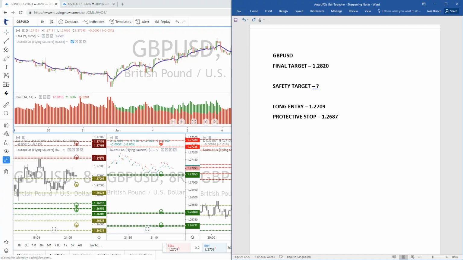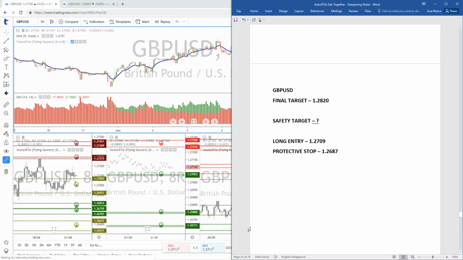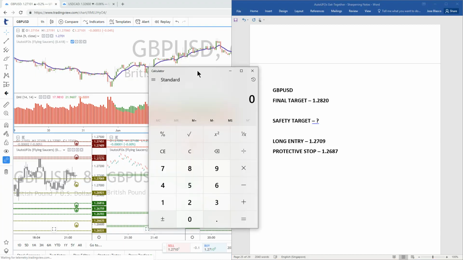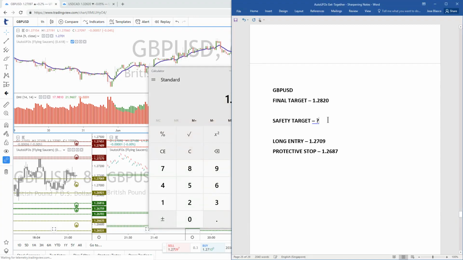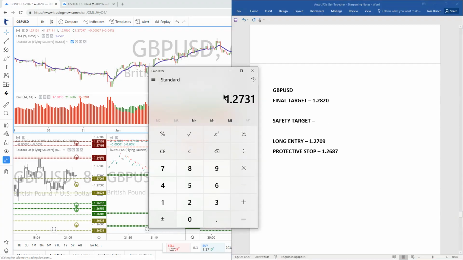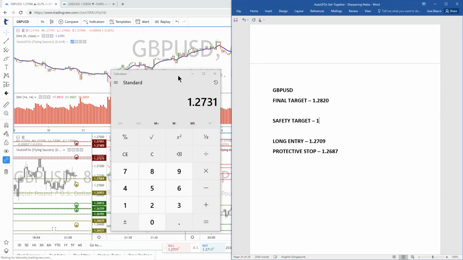So if my entry is 127.09 and my stop is 126.87, you could calculate the distance, which is the risk in pips, 127.09 minus 126.87. This is a risk of 22 pips. So if I add 22 to my entry price, which is 127.09, that would bring my safety target to be located at 127.31. And this, my friends, is your trade.